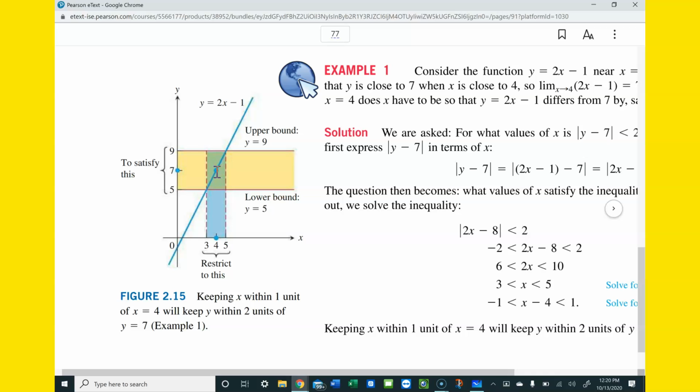But that's not always the case. So we don't even care that when we plug 4 in for x, we get 7 for y. What we care is that when we plug in something unimaginably close to 4 for x, we get something unimaginably close to 7 for y.